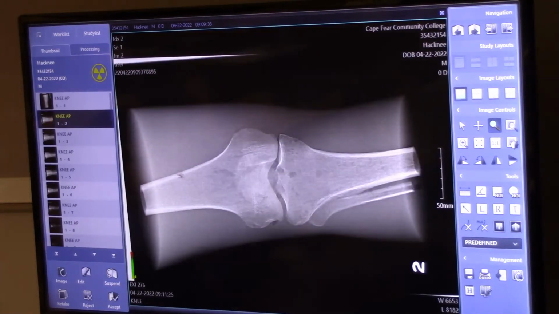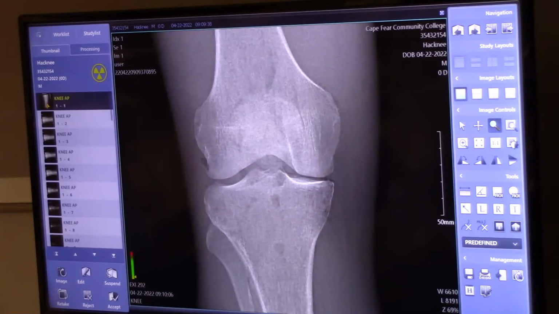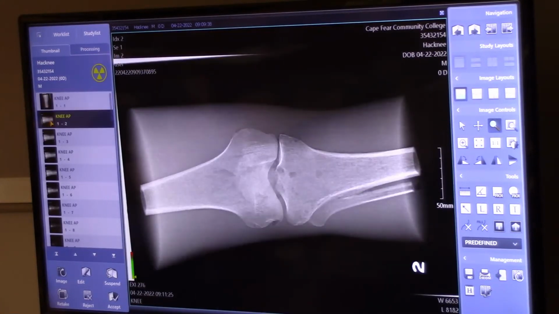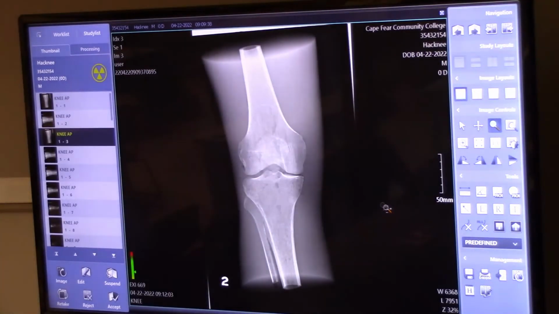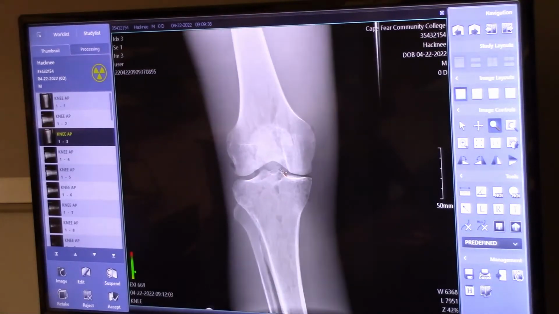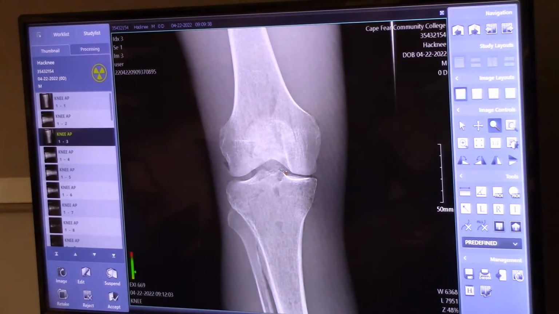Okay, second image. That was the same one again, so forget that. This is the real image number 2. And there it goes. Okay, again we have the moire pattern.